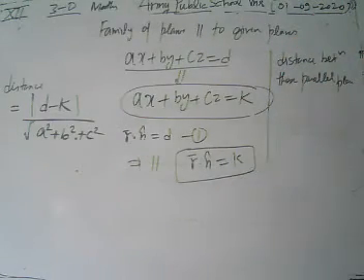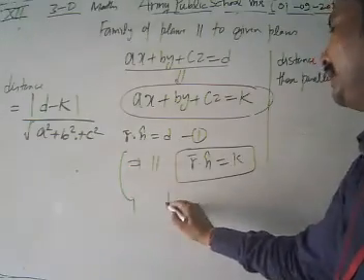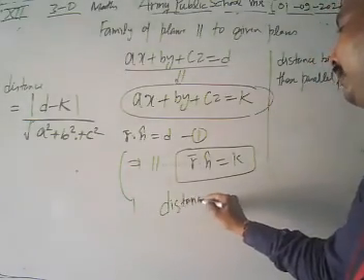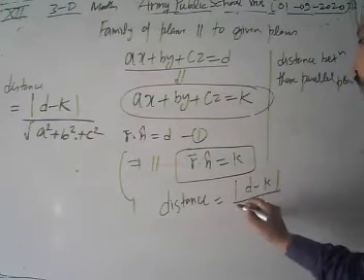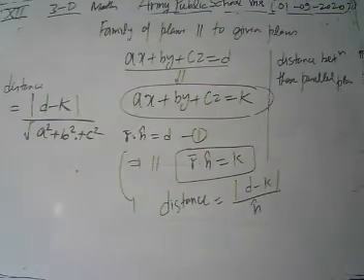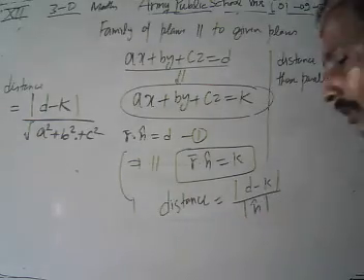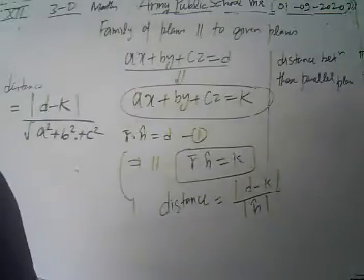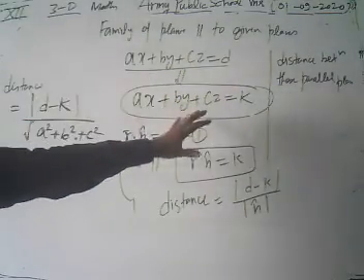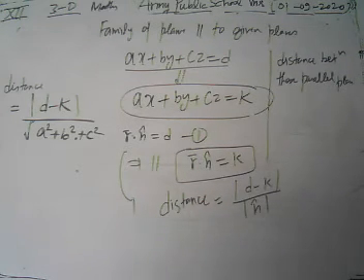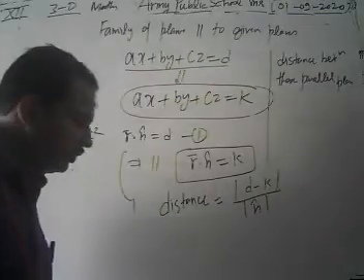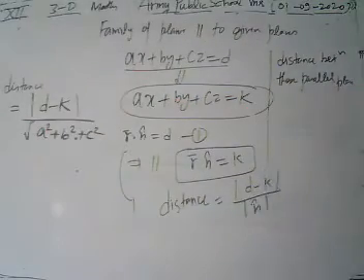When our equation is given in vector form, how can we find the distance between two parallel planes? In this case, our distance is given by the absolute value of d minus k divided by the magnitude of n cap. Now look, what we have discussed is how we can find the distance between planes when we have two parallel planes.